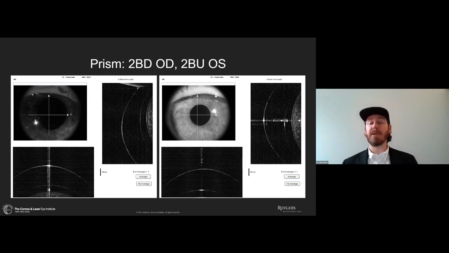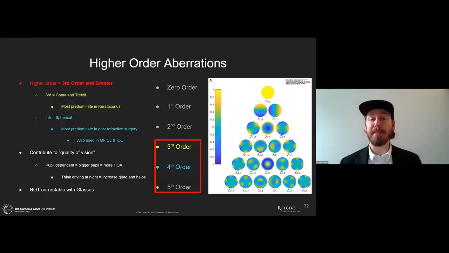So prism can be incorporated in these eyes. It's also been shown in multiple different abstracts that we can use it horizontally and combine horizontal with vertical as well. So this is one of the options for kind of those more advanced optical profiles.